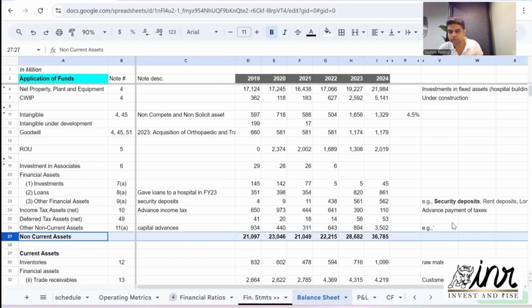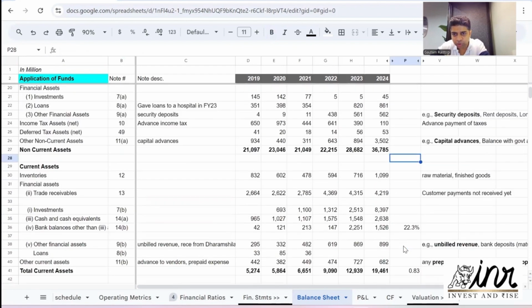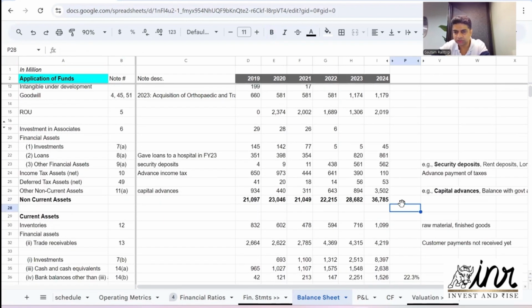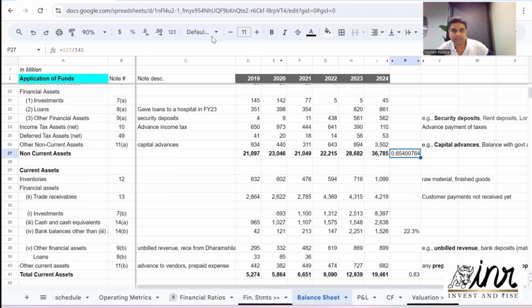Okay. All right. Now, did I delete something? Okay. All right. So anyway, you see non-current assets, what portion of the balance sheet do they form? They form around 65% of the balance sheet. I'm just trying to get a sense of the size and scale of this business.